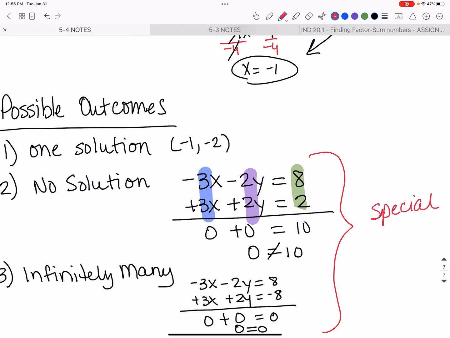To have a special case, both the x and the y, and I use x and y, I don't care what variables it is. It could be b and l, it could be p and q, whatever the two variables are, it doesn't matter. But both variables zero out, okay? Both variables zero out. And when that happens, you have to ask yourself, is it false, like no solution, or is it true, and that means it's infinitely many? Okay, that pretty much wraps up system of equations by elimination.